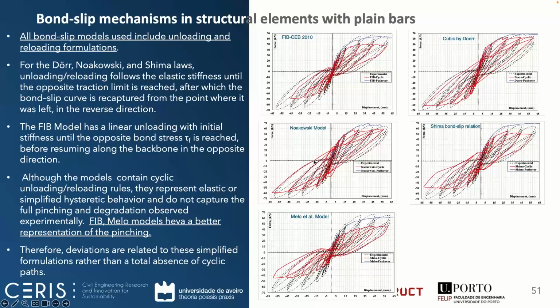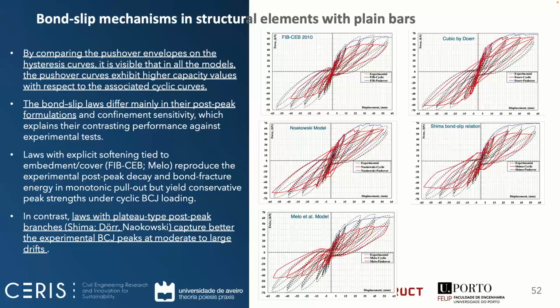And when we look at a problem that is important for us, related to the pinching effect, it seems that the FIB, and also the Mello, but in particular the FIB model, captures this pinching effect better. That is clear in all the experimental results, and the other models, due to the unloading and reloading rules implemented for them, are not able to capture this pinching effect. Okay, so probably this is a good thing to be improved and discussed in the future.